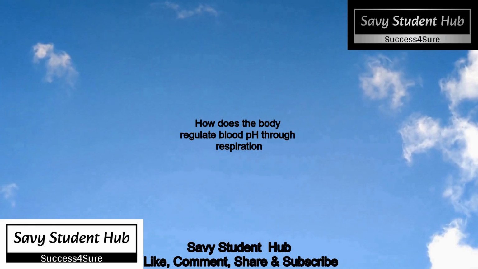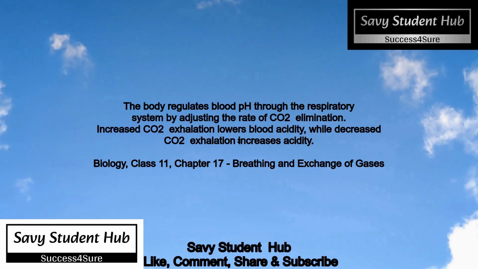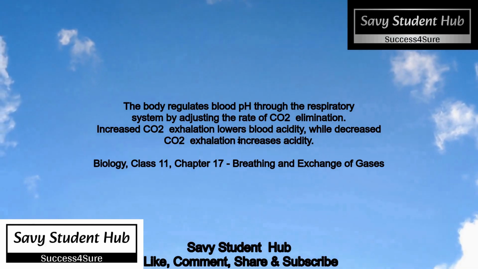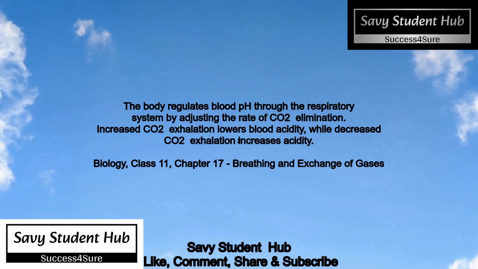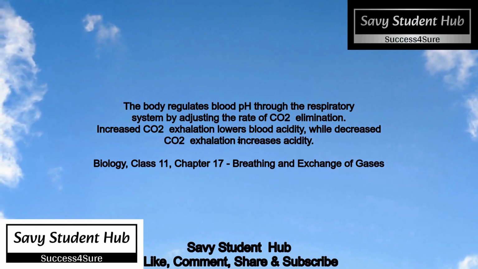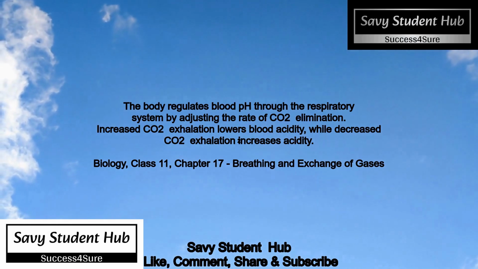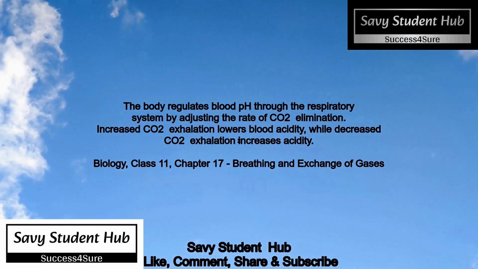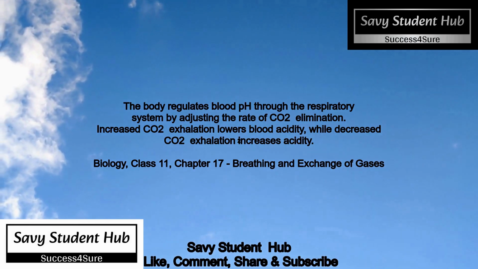How does the body regulate blood pH through respiration? The body regulates blood pH through the respiratory system by adjusting the rate of CO2 elimination. Increased CO2 exhalation lowers blood acidity, while decreased CO2 exhalation increases acidity.